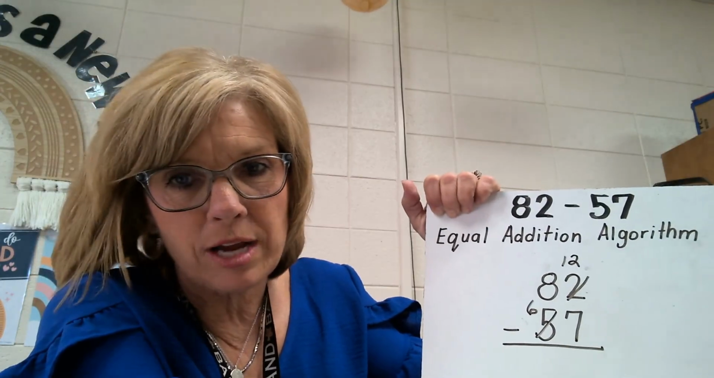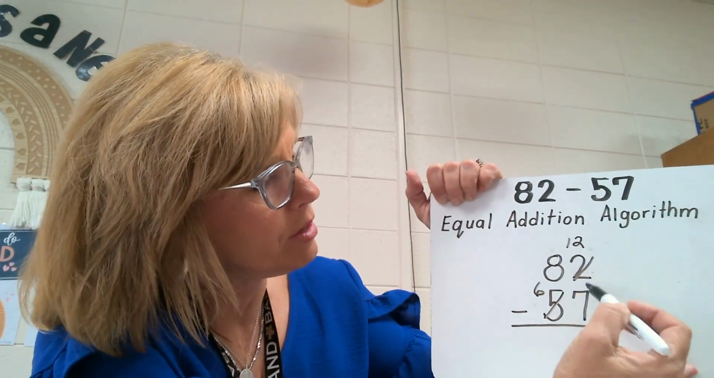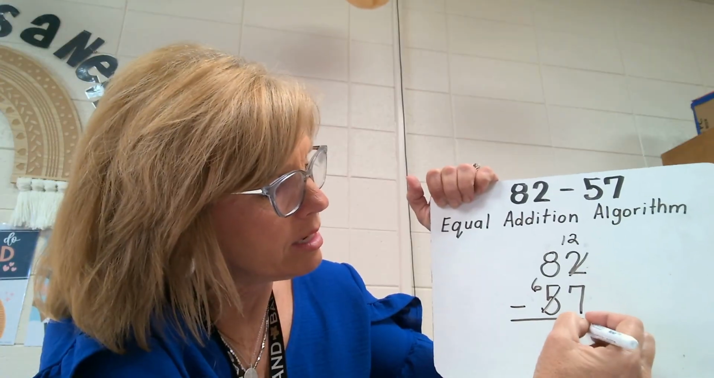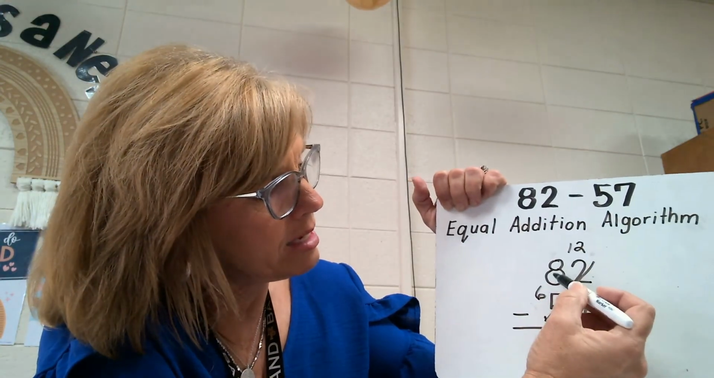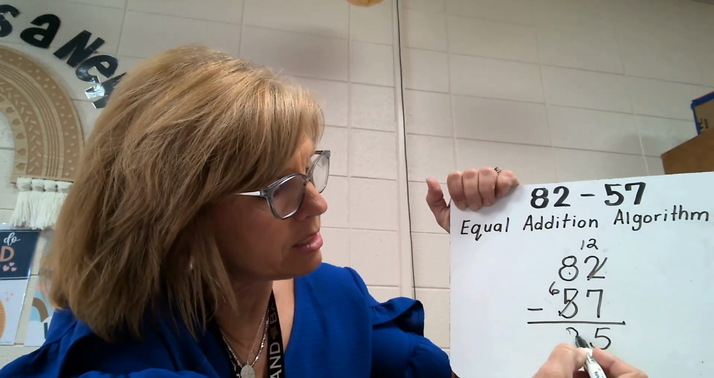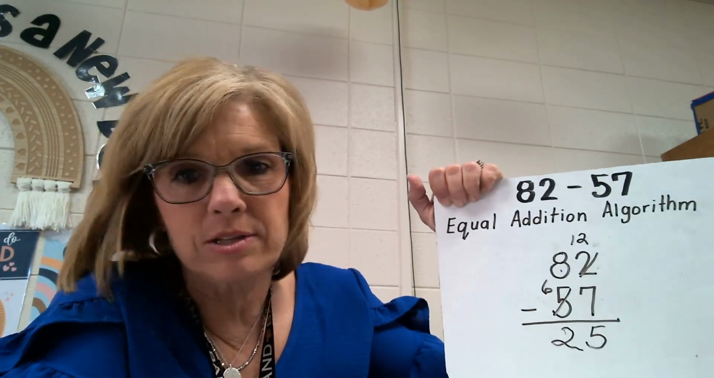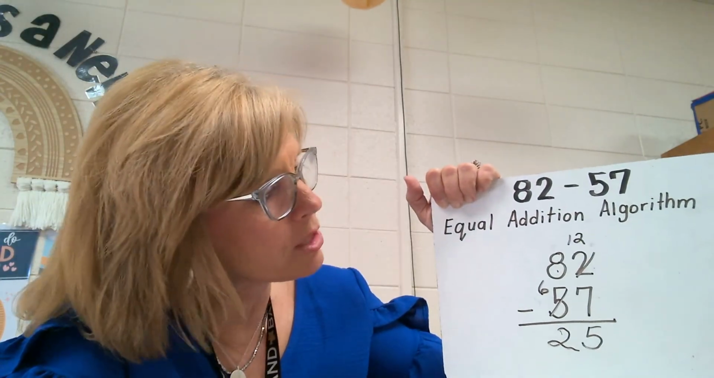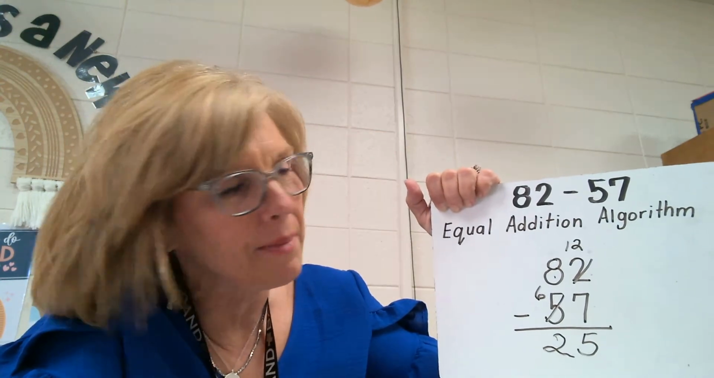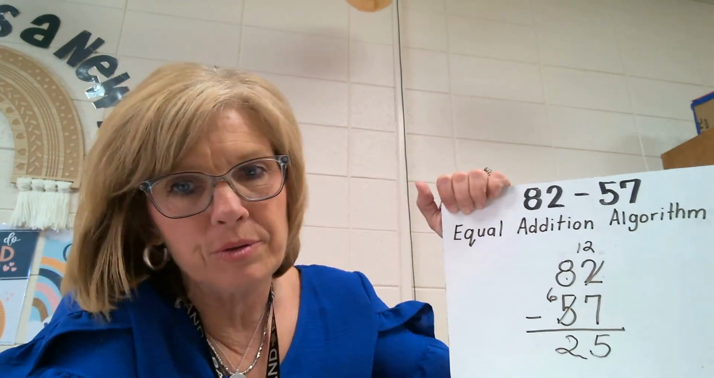And now our subtraction is much easier. 12 take away 7 is 5. 8 take away 6 is 2. And our answer would be 25. We did not change the value of the numbers by adding a 10 to both numbers.